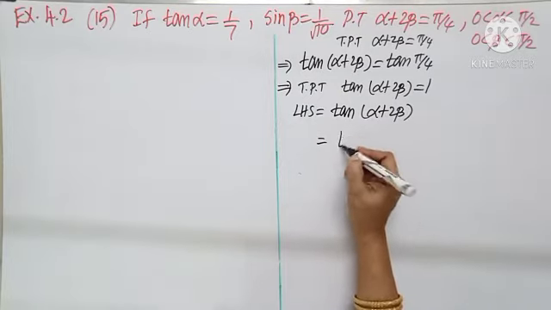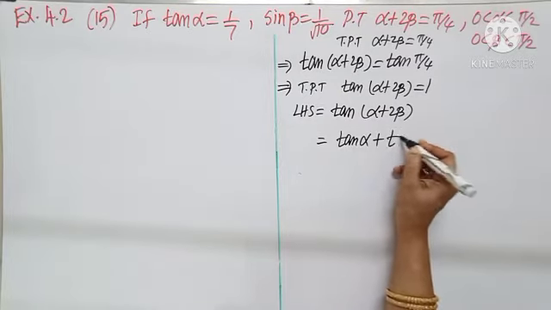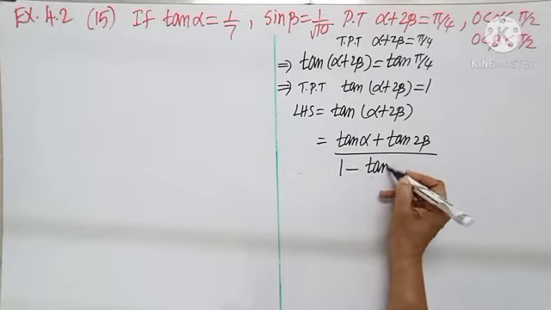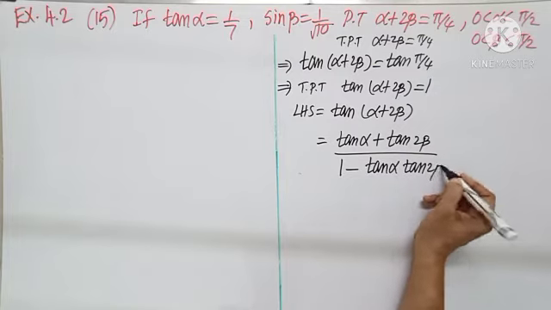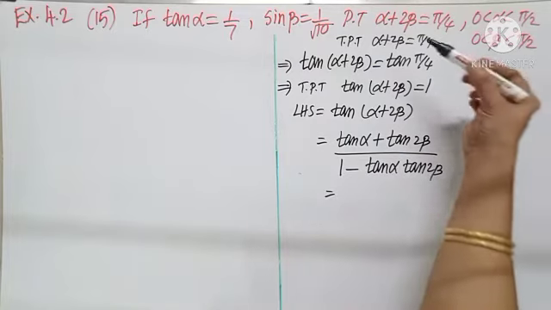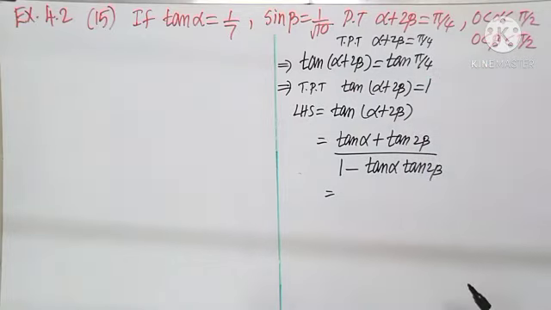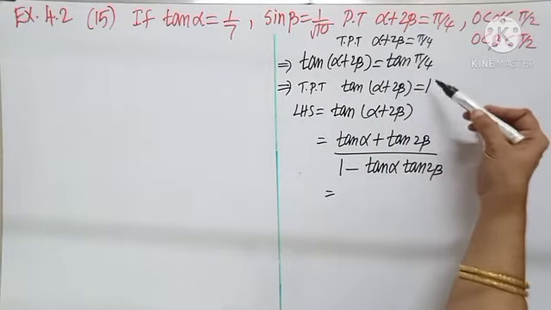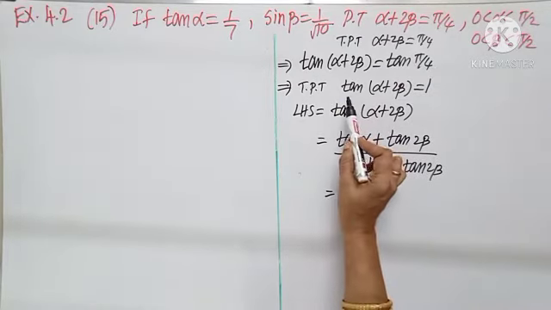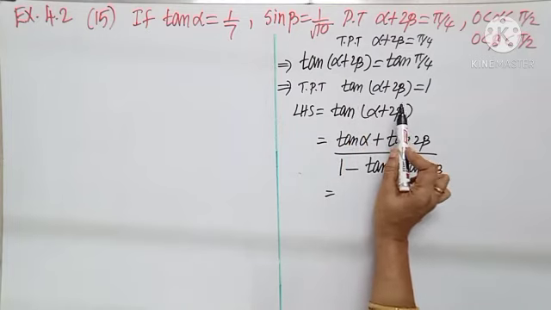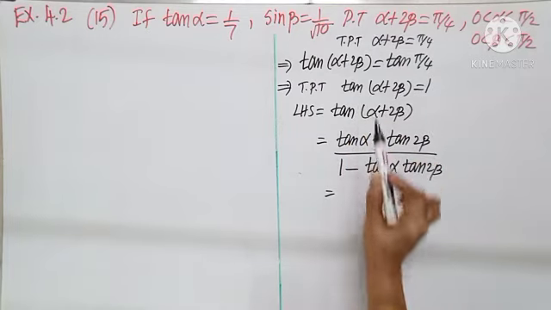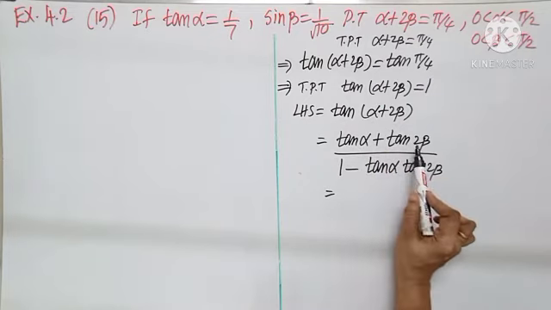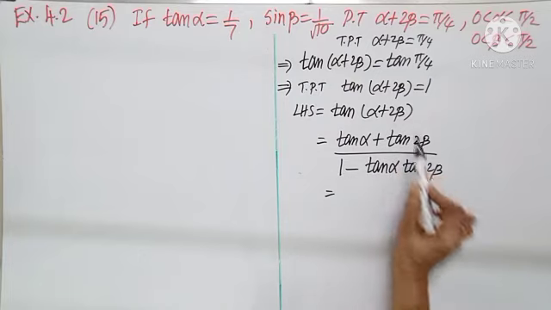What is the formula we know? Tan alpha plus tan 2 beta by 1 minus tan alpha tan 2 beta. So my question is alpha plus 2 beta is pi by 4. Taking tan on both the sides, we know tan pi by 4 is 1. So I need to show tan of alpha plus 2 beta is 1. Let me expand. What is the tan A plus B formula? Tan A plus tan B by 1 minus tan A tan B.